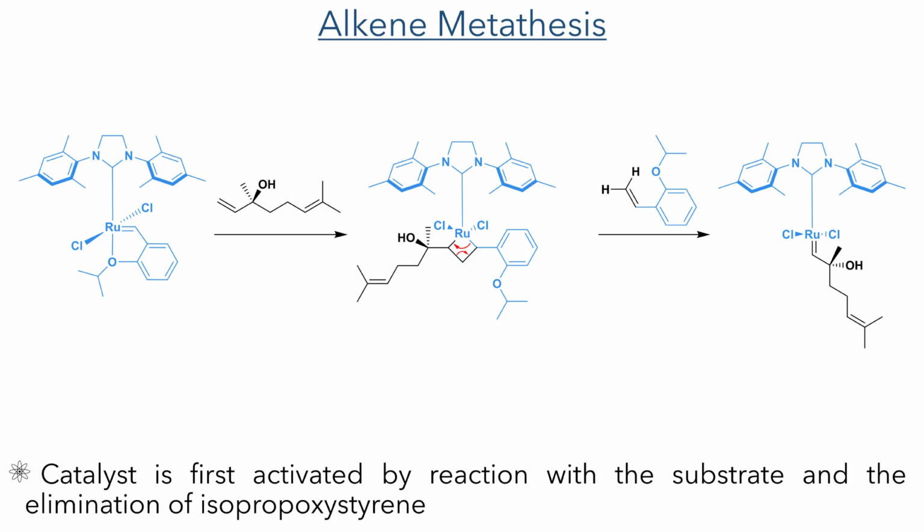This starts with the alkene metathesis of R-linalool using the Hoveyda-Grubbs 2 catalyst. This catalyst first undergoes activation by reaction with the substrate. This is a formal 2+2 cycloaddition to form a 4-membered rutheniacyclic ring. A cycloreversion then occurs and leaves a methylene group on the isopropoxystyrene ligand, which is eliminated, and forms a carbene with the substrate, which remains bonded to the catalyst.